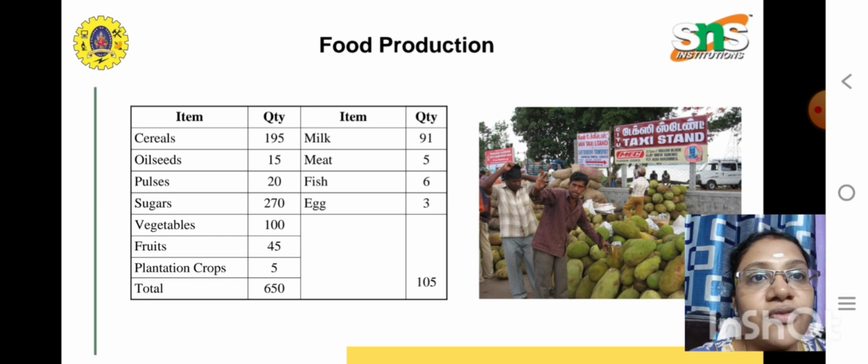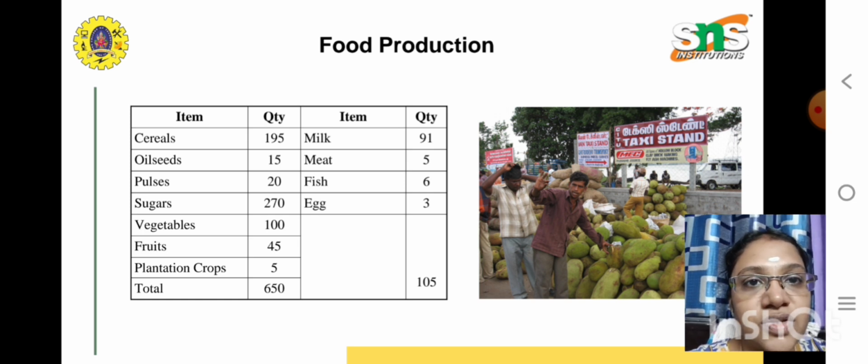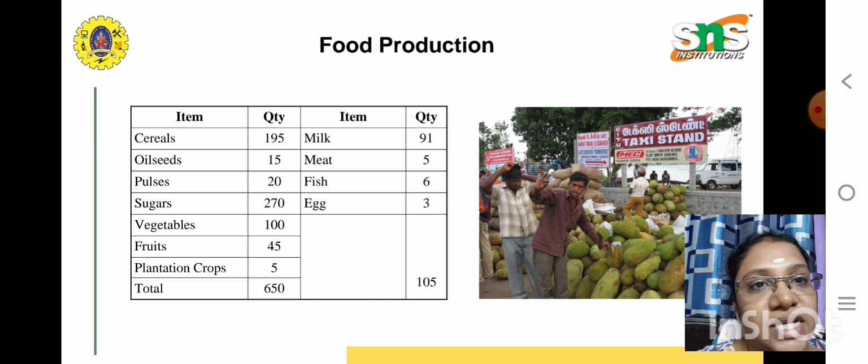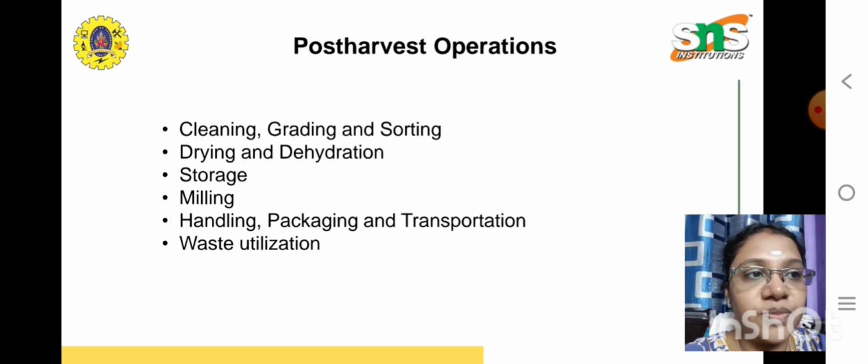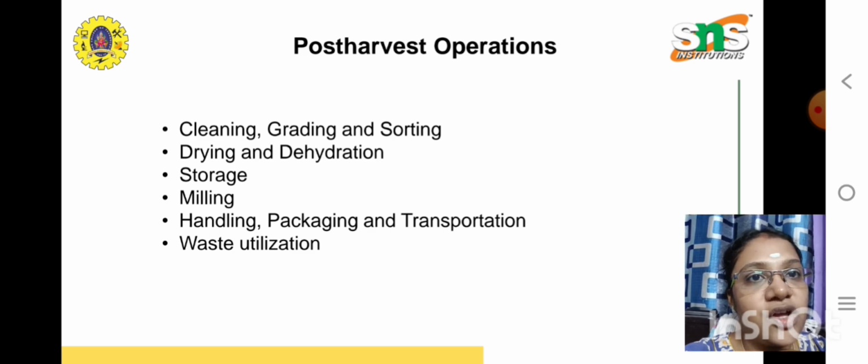So when we look into the food production, that is, when we categorize into cereals, oil seeds, pulses, sugars, vegetables, fruits, plantation crop, or milk, meat, fish and egg, this is the total quantity in metric tons that is being produced all around the year. Okay, so the post harvest operations that we have already seen in the last presentation are nothing but the basic operations like cleaning, grading, sorting, drying and dehydration, storage, milling and handling, packaging and transportation, and at last utilization of the waste.